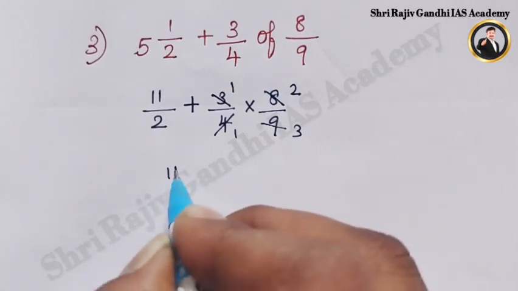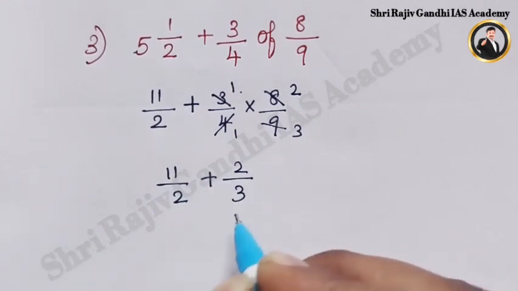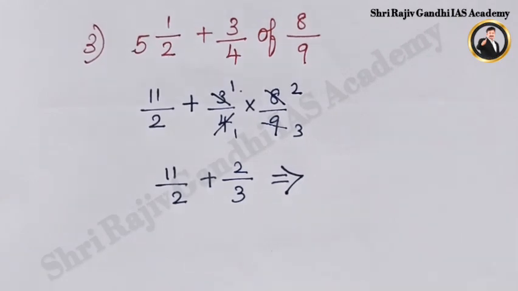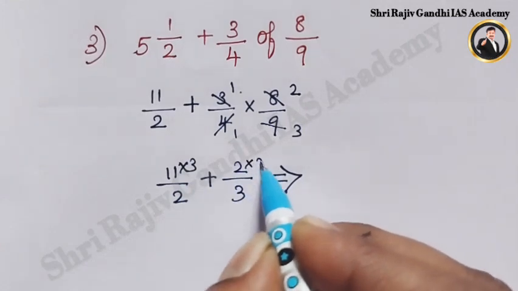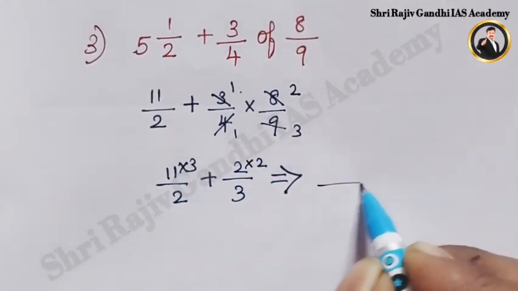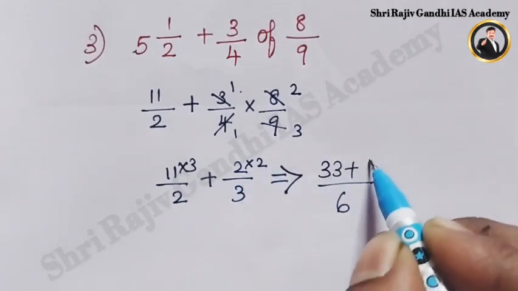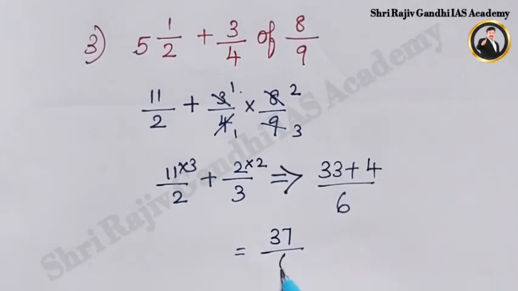The next step is 11 divided by 2 plus 2 divided by 3 here. Here the denominators are different and the numerators are also different. So we have to take the LCM method. Cross multiplication means here we have to multiply by 3, here we have to multiply by 2. So 11 into 3 is 33, divided by 6, that is the LCM. 2 into 2 is 4. Finally we have to add this. 33 plus 4 is 37 divided by 6. Finally, this is the correct answer here.